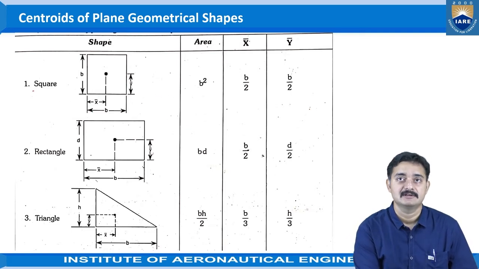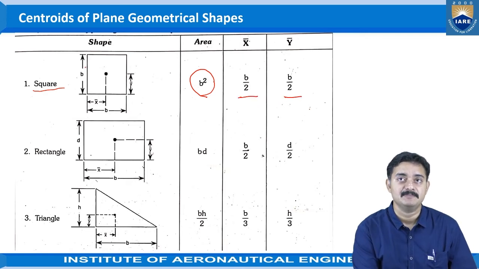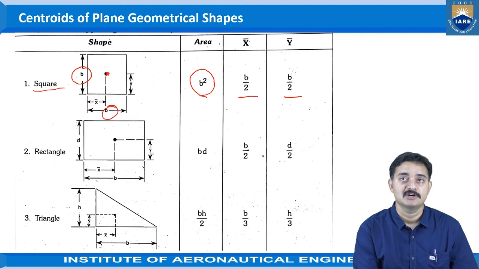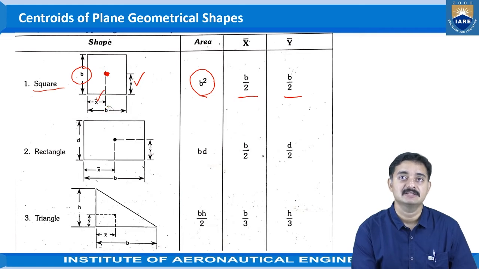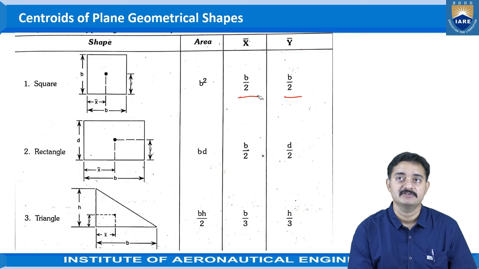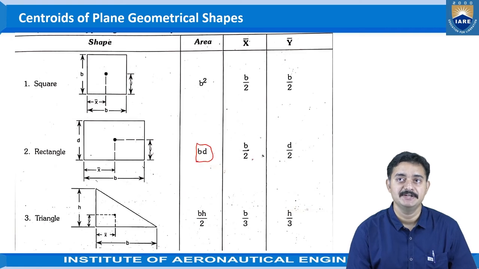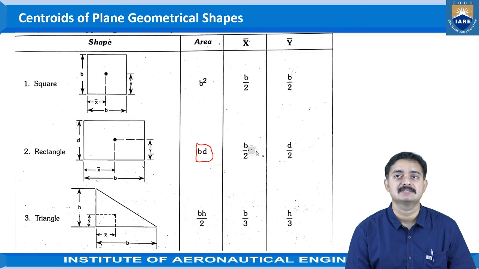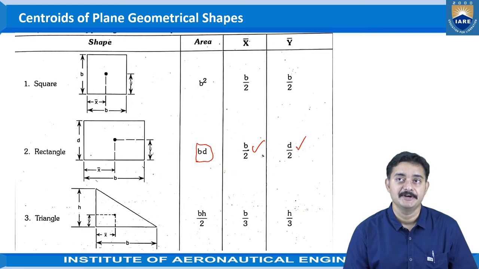First is the centroid of the square. The area of the square would be b square, and the position of the centroid would be b by 2 and b by 2. Here the size of the square is taken as b, length and breadth as b. The position of the centroid is y bar from the x-axis and x bar from the y-axis. Similarly, for the rectangle, as we just identified, the area would be bd, and the distance of the centroid from the y-axis would be b by 2, and from the x-axis d by 2, where the size of the rectangle is d and b.